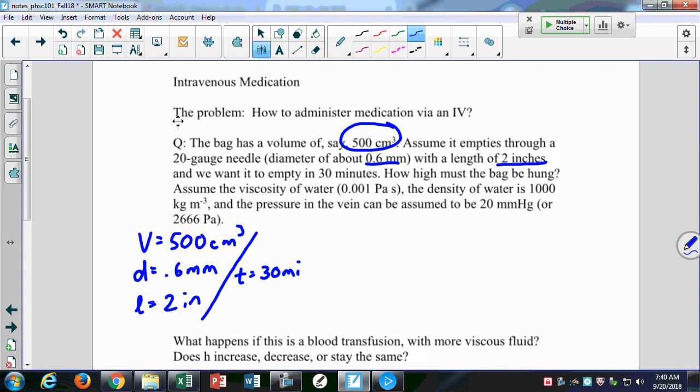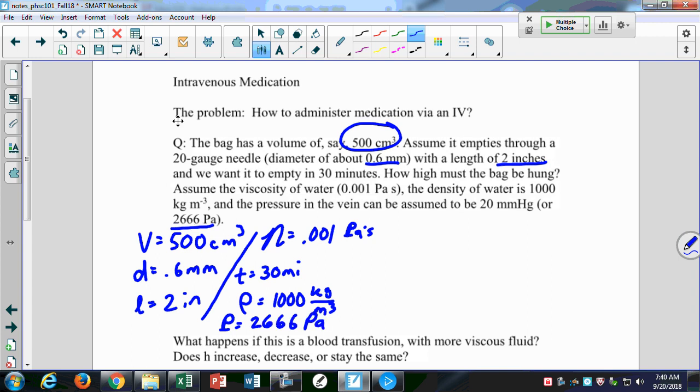And then I assume the viscosity of water is there. Remember, this is our eta. It's 0.001. The units of viscosity are Pascal seconds. And the density of water is 1,000. That's rho, in kilograms per cubic meter. And the pressure in the vein is 2,666 pascals.